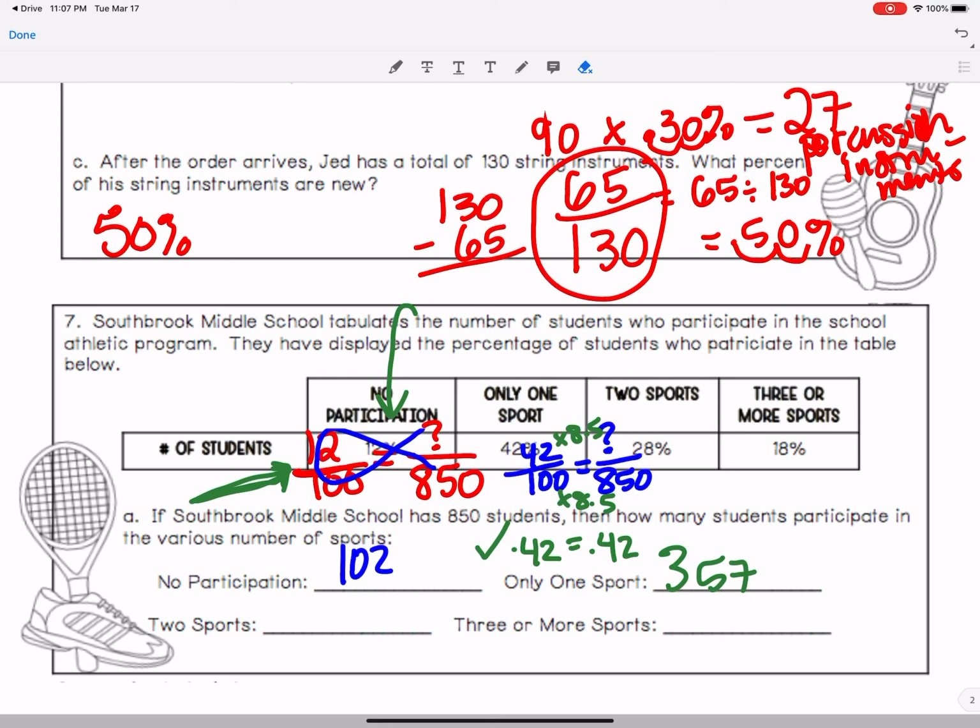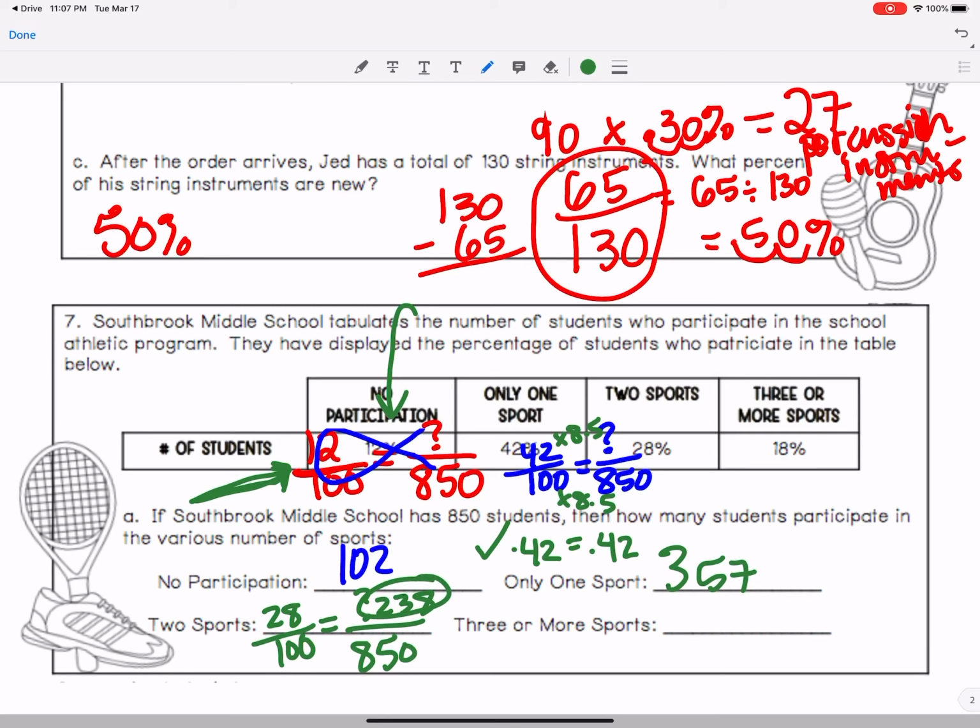How many students did 2 sports? If there was 28% of our students, so 28 out of 100, and there's normally 850 students, how many did 2 sports? Well, I would do 850 times 28 divided by 100. And if you do that, it's going to give us 238 students. So 238 is my answer there.